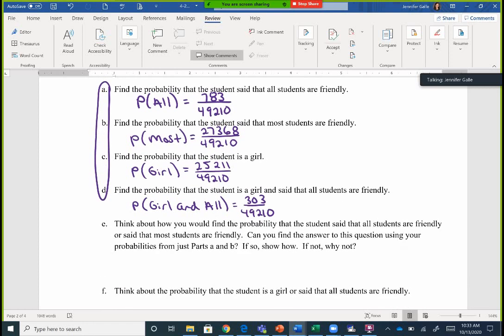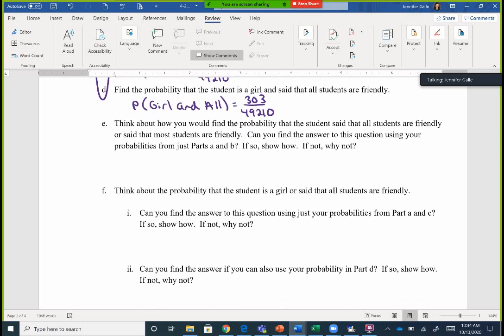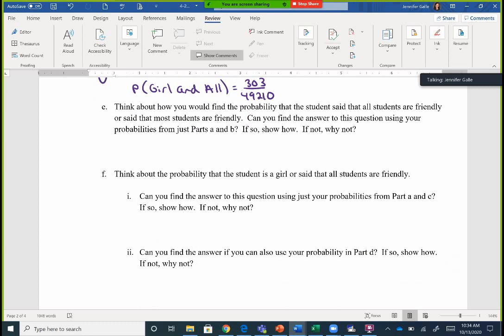All right, so check your top part. This would be a refresher on our empirical probability from yesterday. So given that data, those observations, can you find those first four probabilities? That's a nice little checkpoint for empirical probability from yesterday. Now, for part E, it says think about how you would find the probability that the student said that all students are friendly, or most students are friendly. So you and your partner talk about part E.